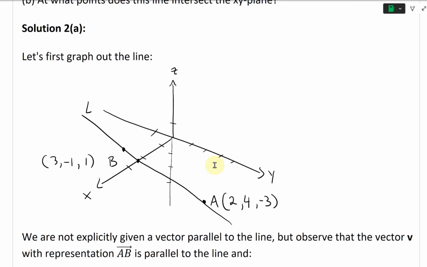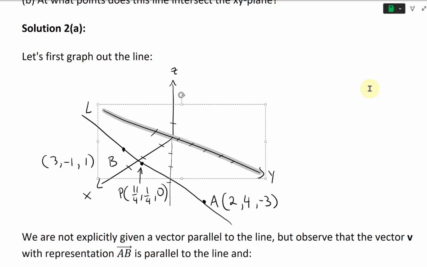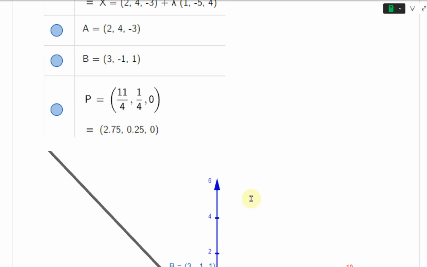And we could draw that here. So this is our point P. This is 11 over 4, 1 over 4, and 0, like that. 11 over 4 is going to be, well, 12 over 4 is 3, so it's going to be between 3 and 2. And then there's this 1 over 4, it goes pretty much like this. It's going to be somewhere around here, actually. Alright, so that's the point. And let's continue further, and we can graph this out.